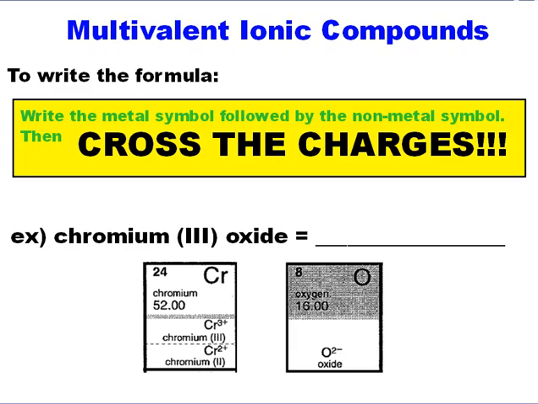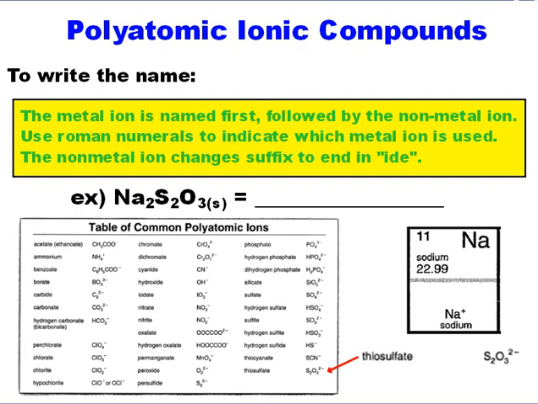What if we're going the other way around? It's actually pretty easy. It will tell you which element you're going to use. Are you going to use the chromium 3 or the chromium 2? Chromium 3. So I'm going to write chromium, which is Cr. I'm going to write oxygen, which is O. And I'm going to cross the charges. Still crossing the charges for these multivalent ionic compounds. So the chromium has a 3. That goes next to the oxygen. And the oxygen has a 2. That goes next to the chromium. There's chromium 3 oxide.